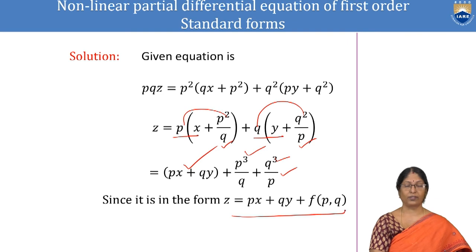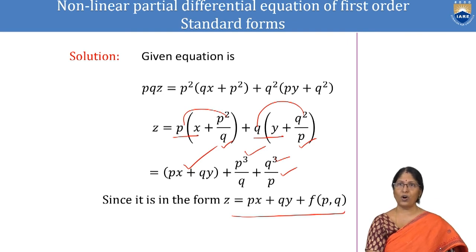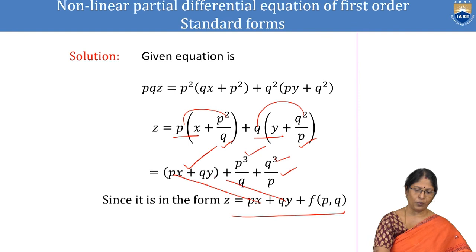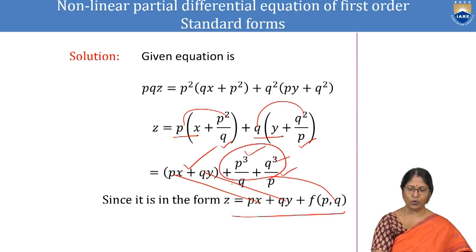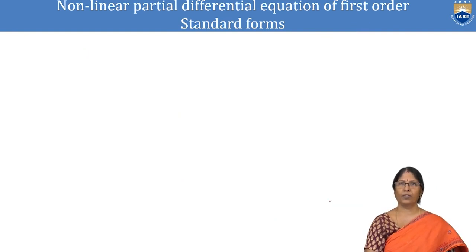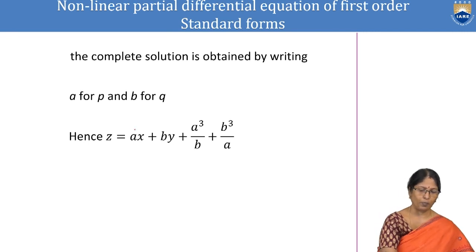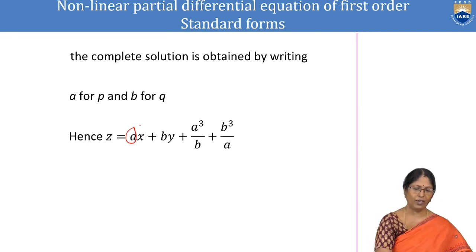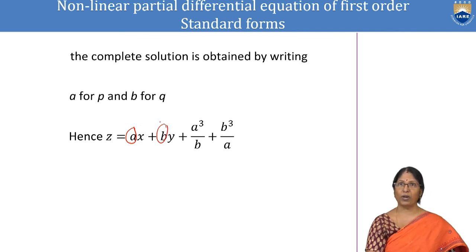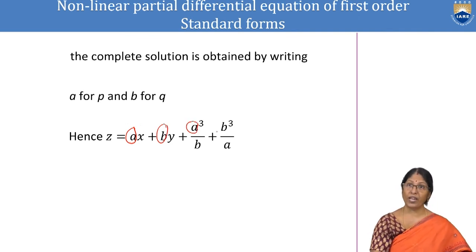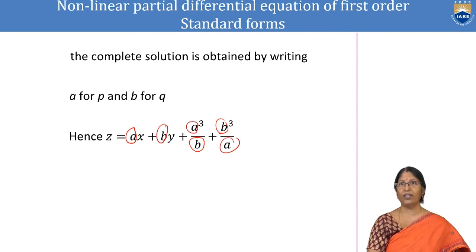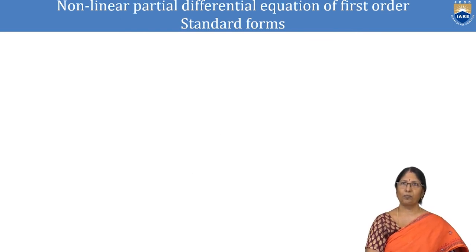Now, yes, this is the formation of standard form 4 according to Px, Qy, and the last term should be PQ. So for the complete solution, p is replaced by a. So here p is there, that is replaced by a. Here q is replaced by b. Here also p is replaced by a. Q is replaced by b. Here q is replaced by b. Here p is replaced by a. So that gives a complete solution.